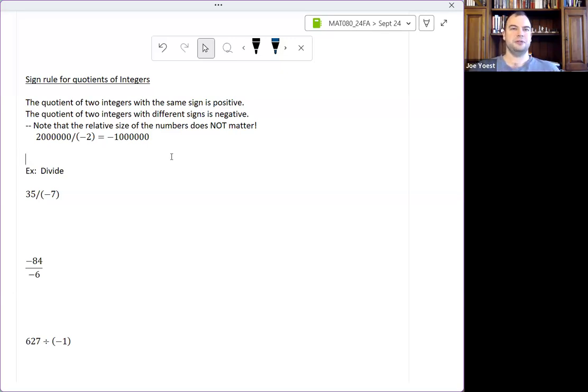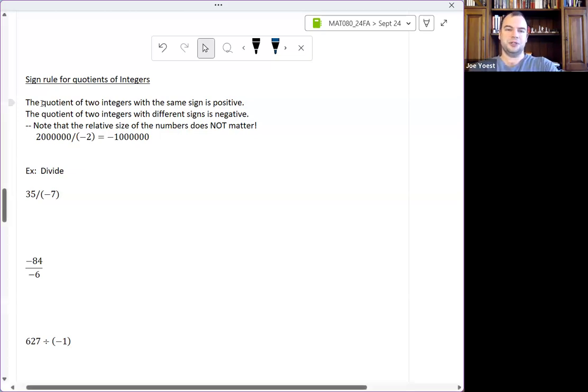If we take the product of two integers with the same sign, whether both are positive or both are negative, we get a positive answer. The product of two integers with different signs, whether it's negative times positive or positive times negative, doesn't matter, we get a negative answer. And the same thing goes for quotients, for divisions of integers. Again, just like before, the relative size of the numbers does not matter. 2 million divided by -2 is -1 million. It doesn't matter that the 2 million is a much bigger number than the -2. The size doesn't matter. It's just that we have different signs. The answer is negative.